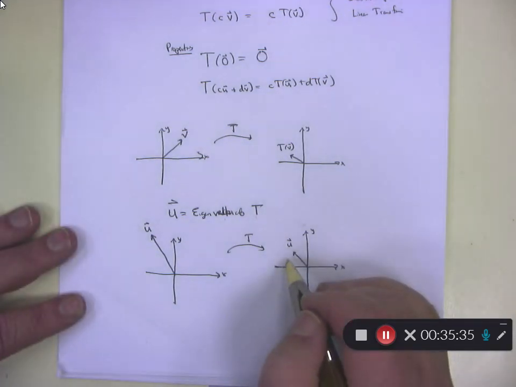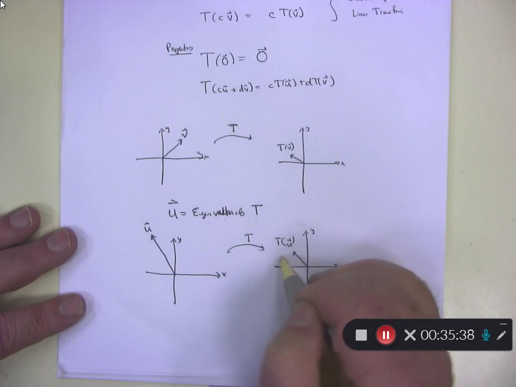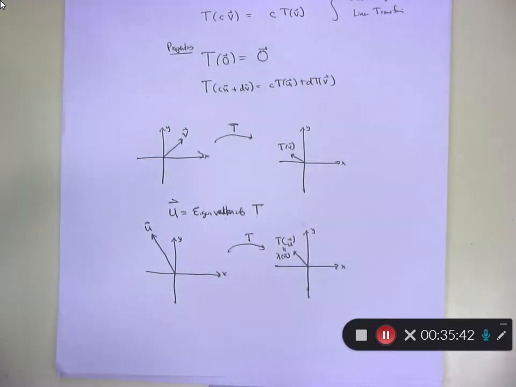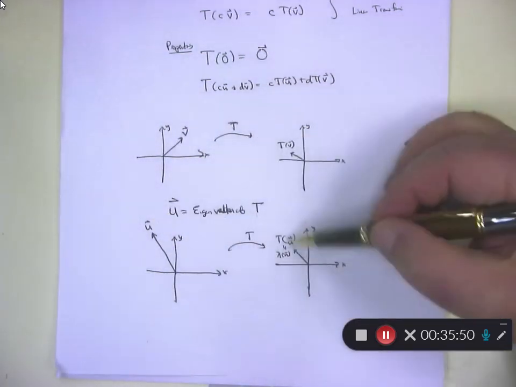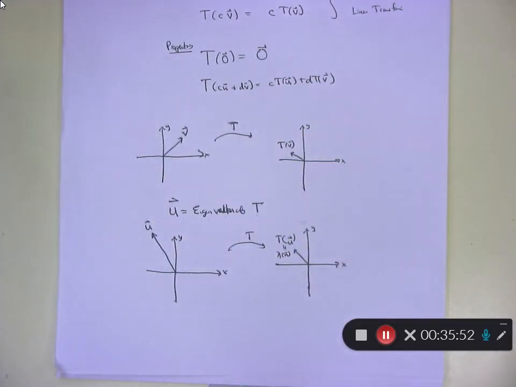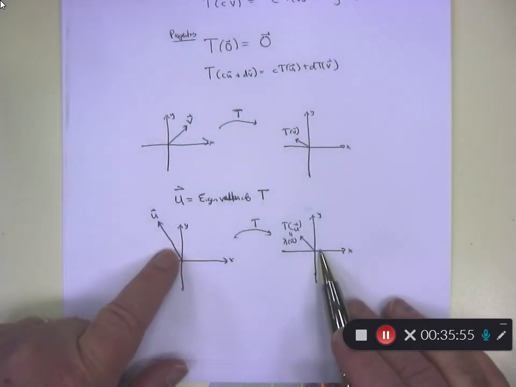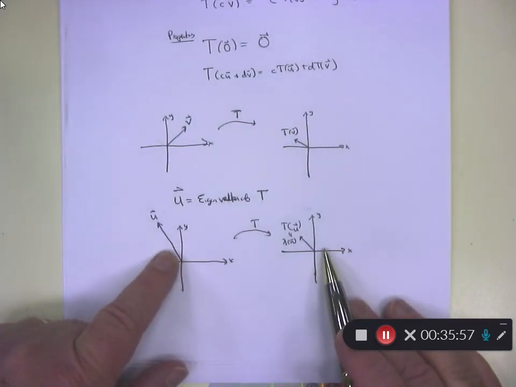It shrunk him down. So this would be T of U, and that's going to be equal to some constant lambda times U. So all it did was just scale him back. It could make him bigger, it could make him smaller, it could make him negative and make him go in the other direction, but he's still on that same line. Does that make sense? These are parallel, or they're supposed to look like parallel. Does that make sense? It just scales it back.